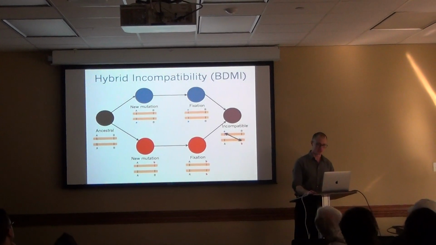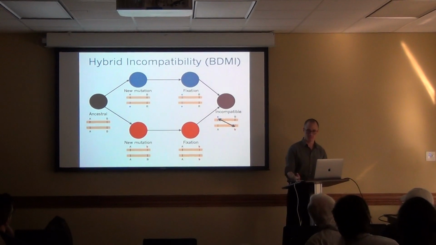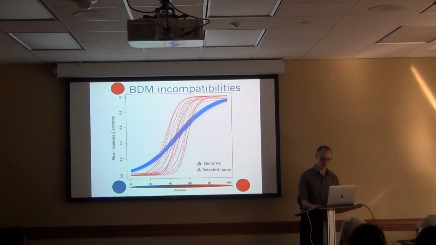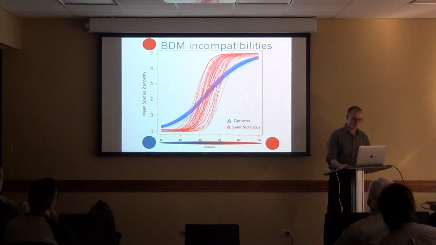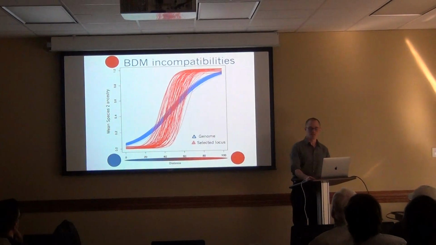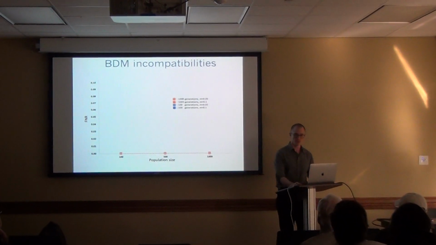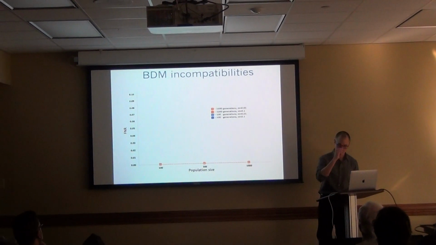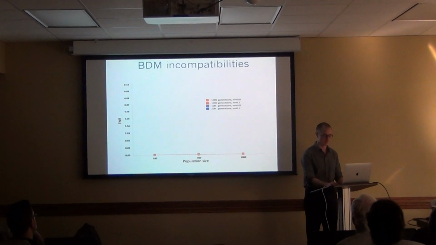So I also did the same with BDMIs. So with BDMIs, this is the pattern I get. So with BDMIs, I got no false negatives. Every single one appeared as a strong signature of selection.